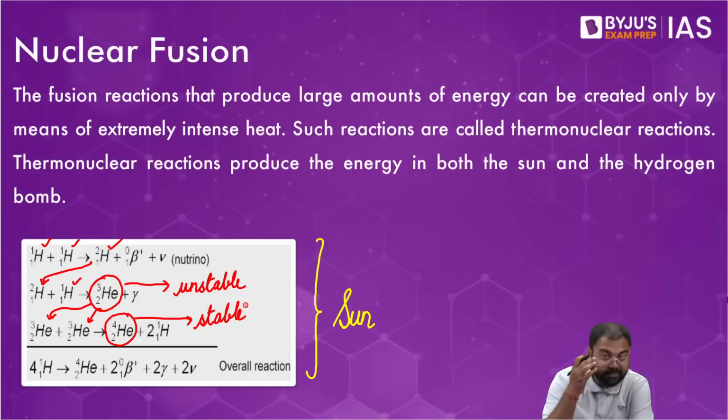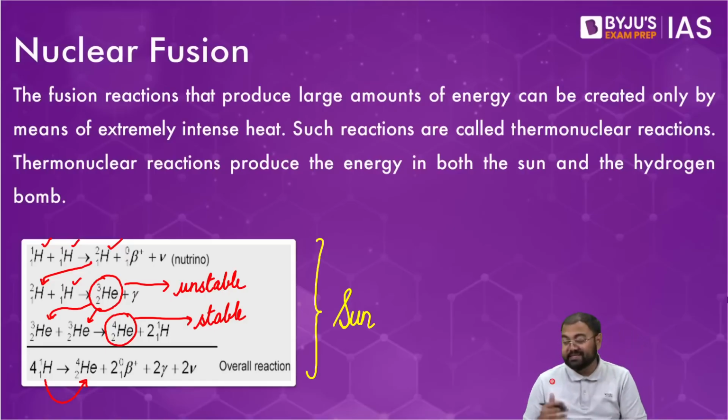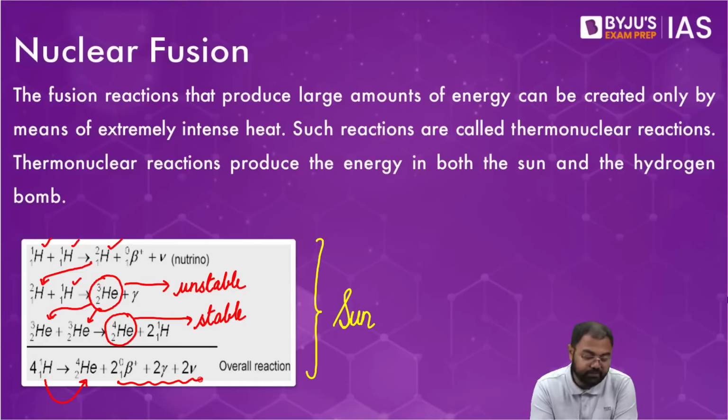So ultimately what has happened is that this chain reaction has led to hydrogen forming helium, right? Hydrogen is converting into helium while releasing a lot of energy, and this is happening in nuclear fusion. In this nuclear fusion also, the amount of energy that is released is very, very high. A huge amount of energy is released here.